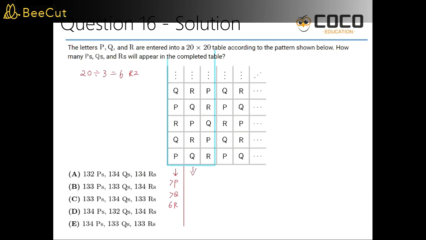Now we do the same for the second column. So remainder 2 is the first 2 letters. So we have 7Q, 7R, and 6P. Then for the third column, it is the first 2 letters again. So this is 7R, 7P, and 6Q.